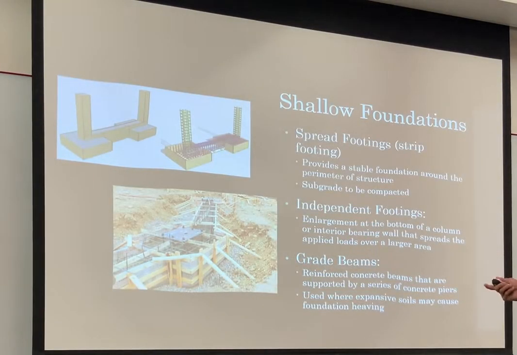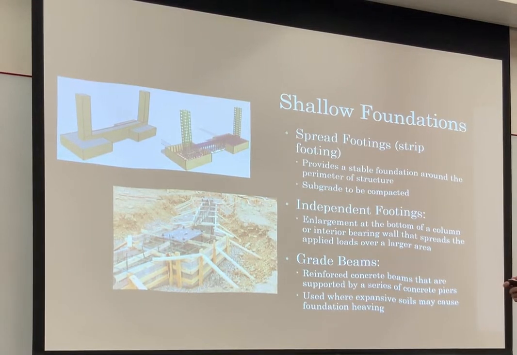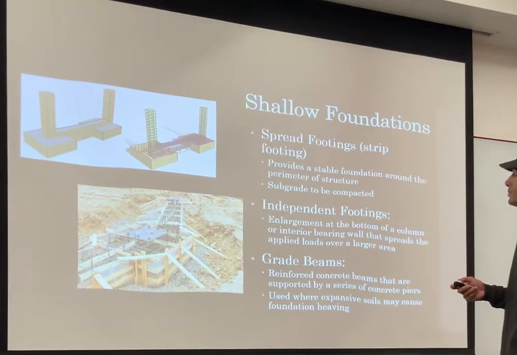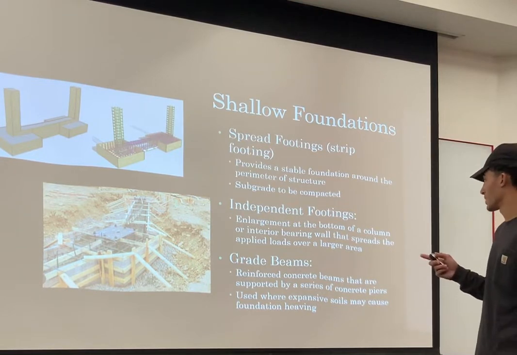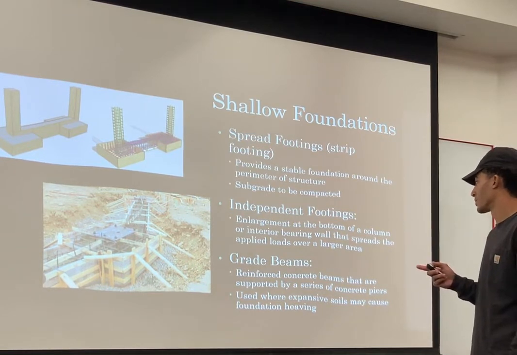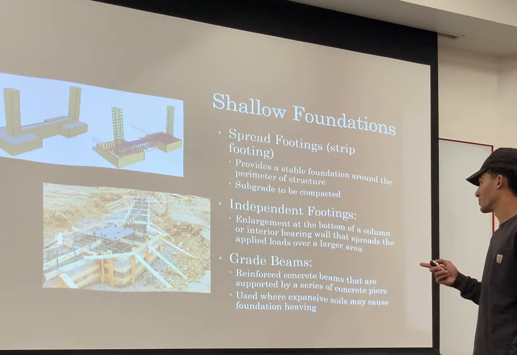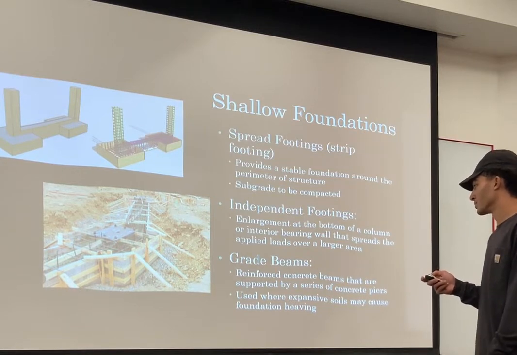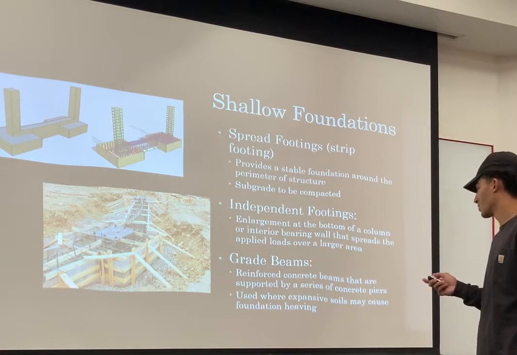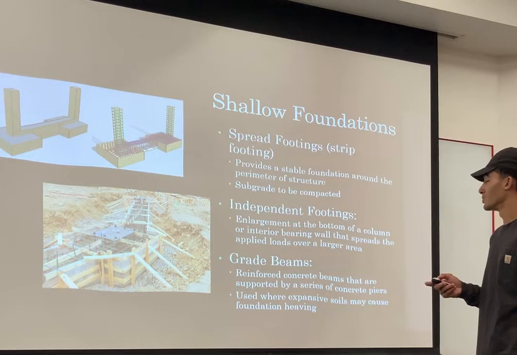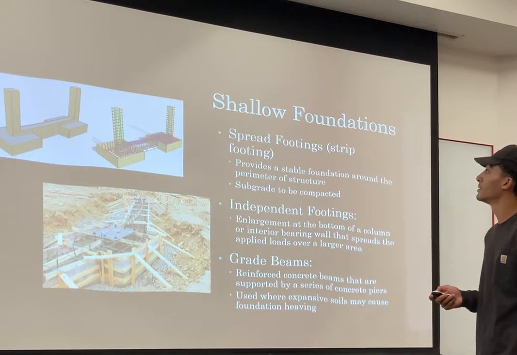Now we're talking about shallow foundations. These are used for spread footings, also known as strip footings. This provides a stable foundation around the perimeter of the structure, with the subgrade compacted. Independent footings are an enlargement at the bottom of the column or interior bearing wall that spreads the applied loads over a larger area. Grade beams are reinforced concrete beams that are supported by a series of concrete piers. These are used where expansive soils may cause foundation heaving.